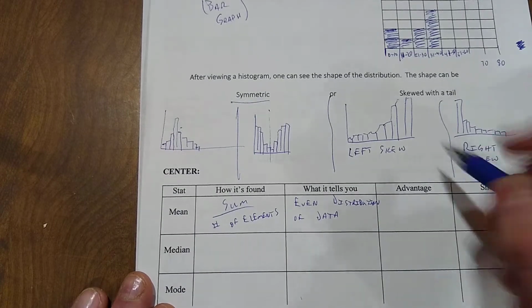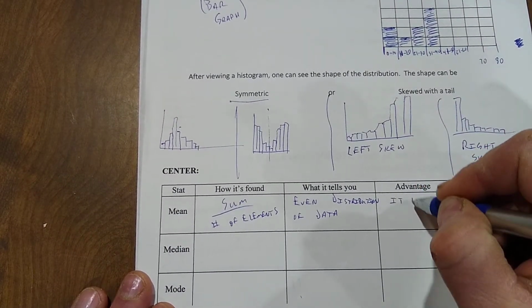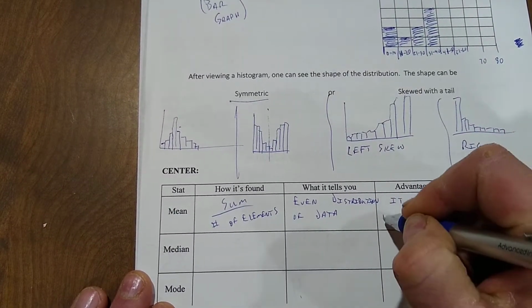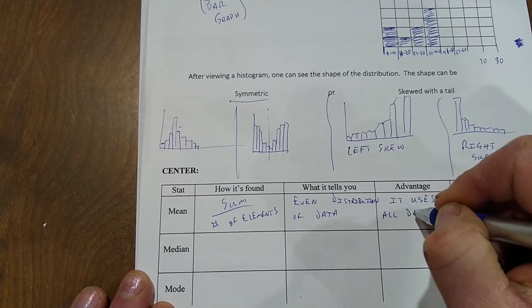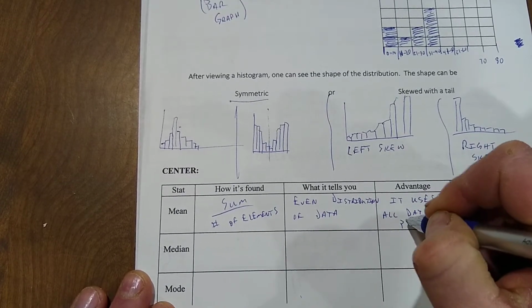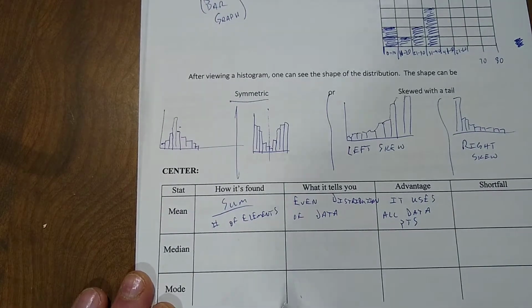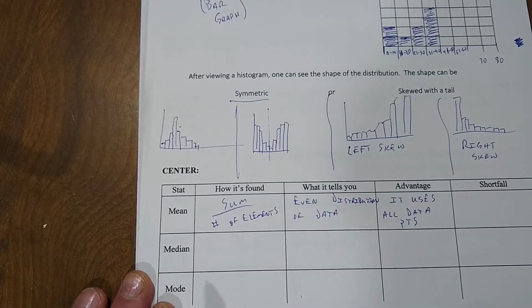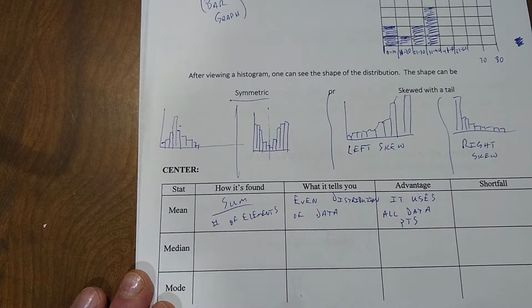What's really nice about taking the mean is it uses all data points. So everything gets to have a say when finding the mean. You're going to add up all the numbers and divide by how many there are.